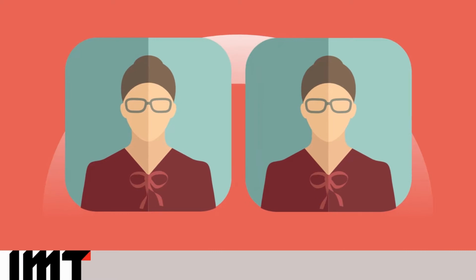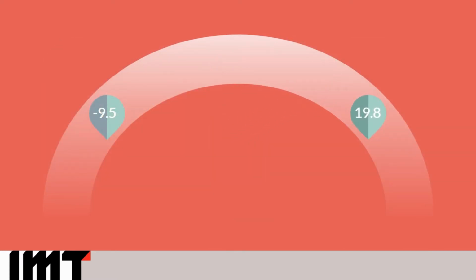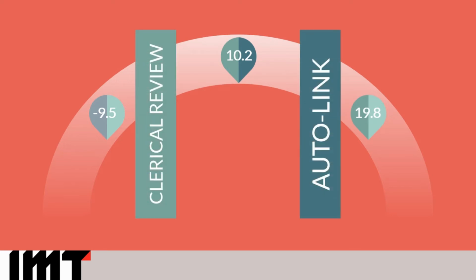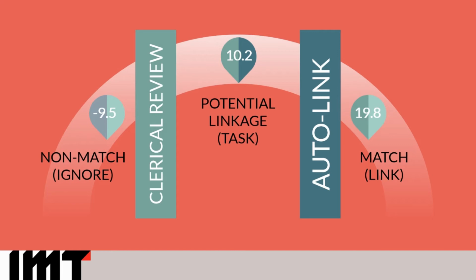Now, let's talk a little bit about how we go through this process. So for example, if I compare two people that are clearly not the same, the score is going to be relatively low. If I compare two people who look exactly the same, the score is going to be very high. But if I compare two people that seem to have some qualities that match, the score is going to be somewhere in the middle. And when the score is somewhere in the middle, specifically if it falls between the clerical review threshold and the auto-link threshold, that's going to become a potential linkage task.